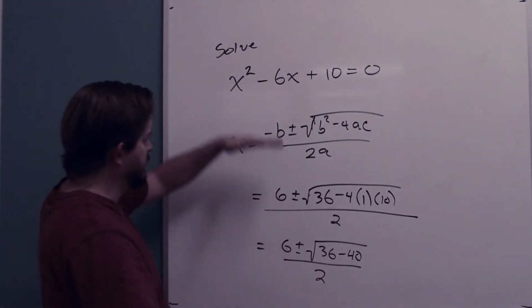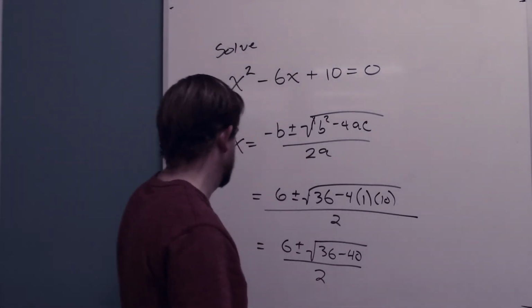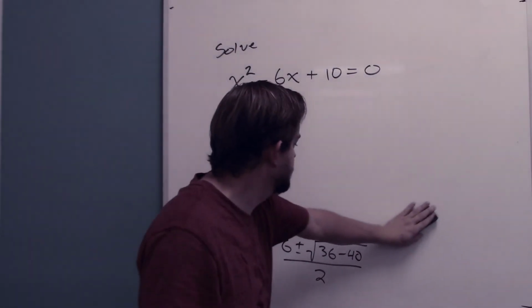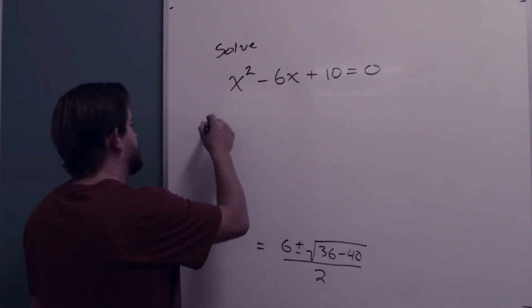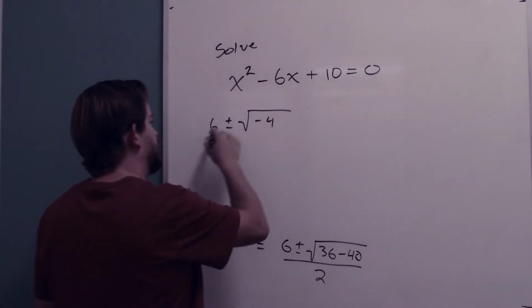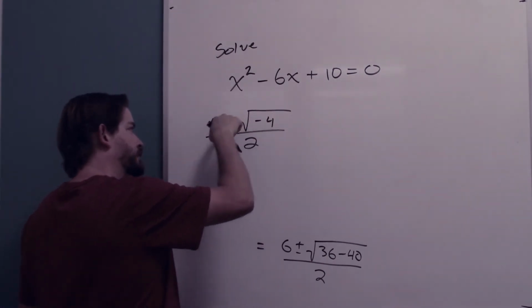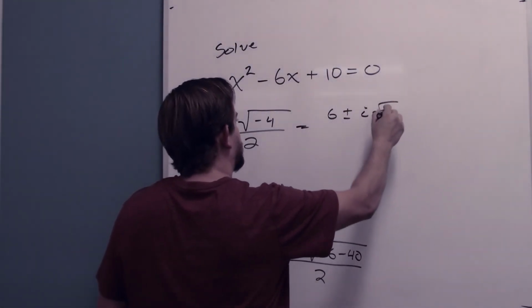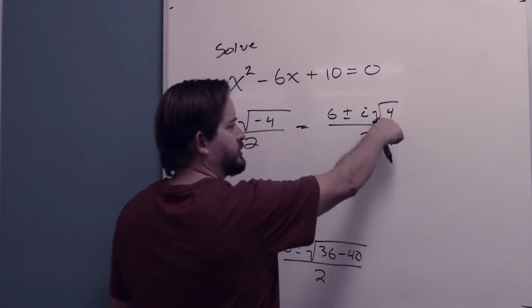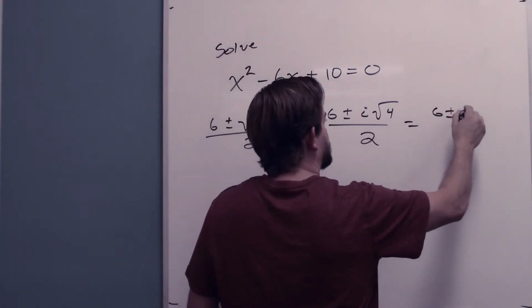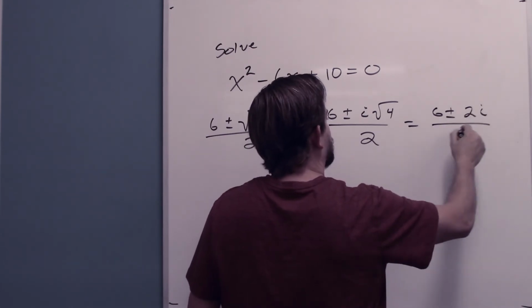Let me take this up here. Should plan out my writing a little better. For this, 6 plus or minus the square root of negative 4 all over 2, but the negative can come out of here, so I get 6 plus or minus i times the square root of 4 over 2. The square root of 4 is 2, so this is 6 plus or minus 2i all over 2.